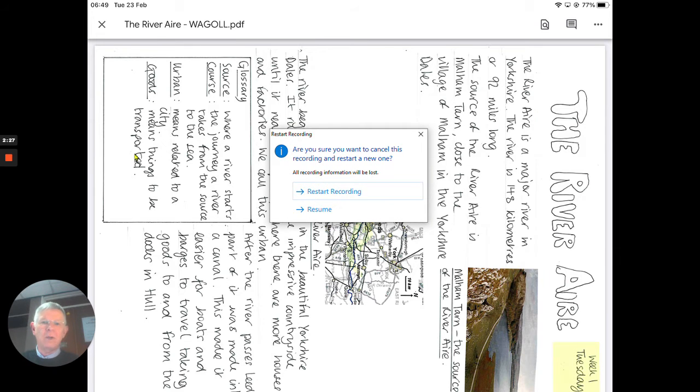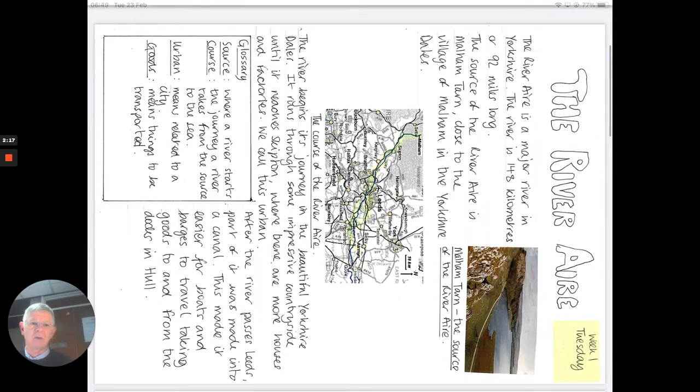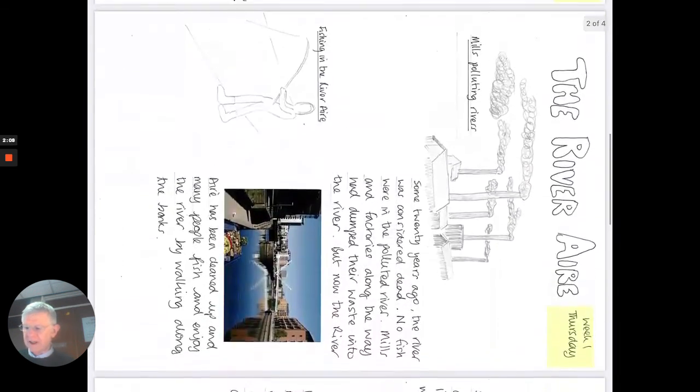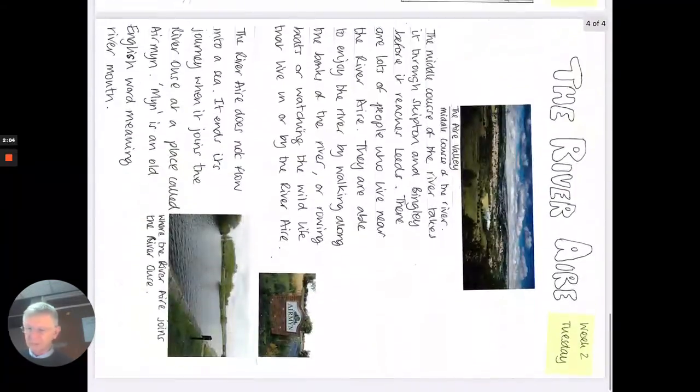Right, here we are. We are going back to the waggle that I've done, and you hopefully can see that on your screen now. I do apologise if it is sideways, but you'll get the picture. So you'll notice in the corner of each page is a yellow post-it note, and it says on the first one Tuesday, then Thursday, then Friday, then Tuesday.